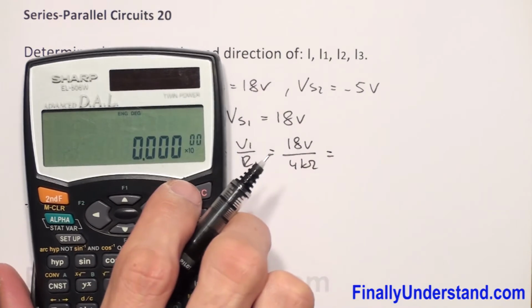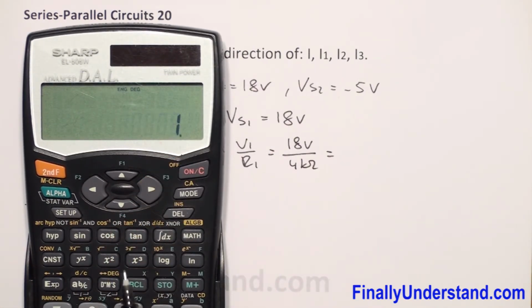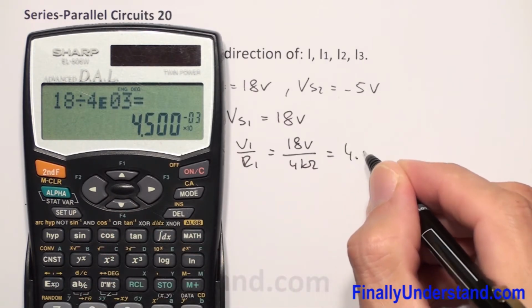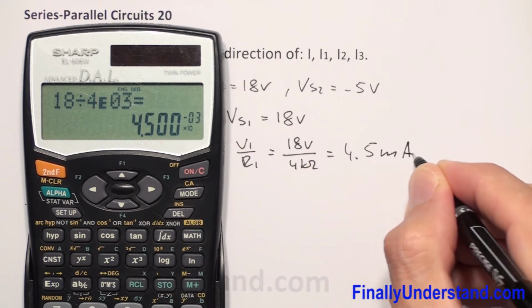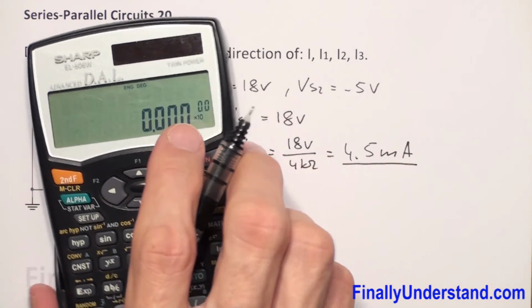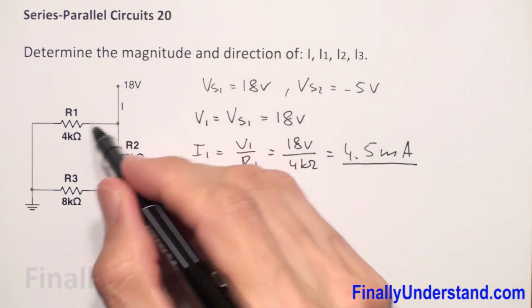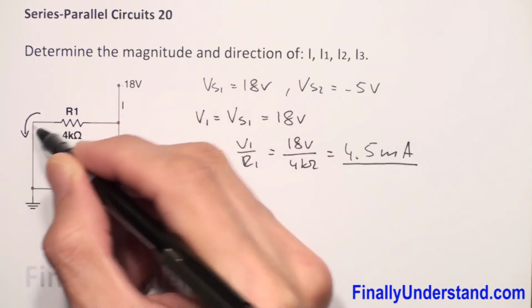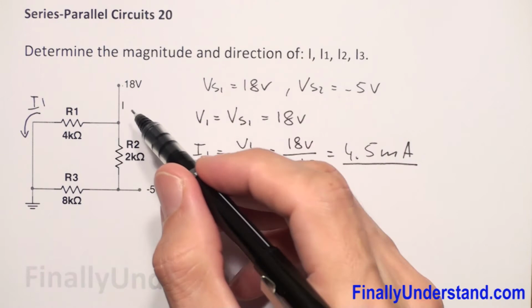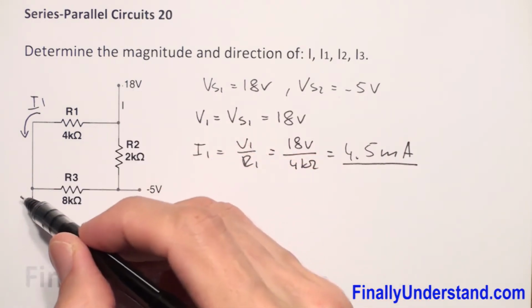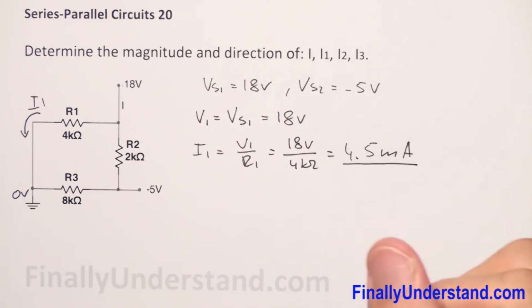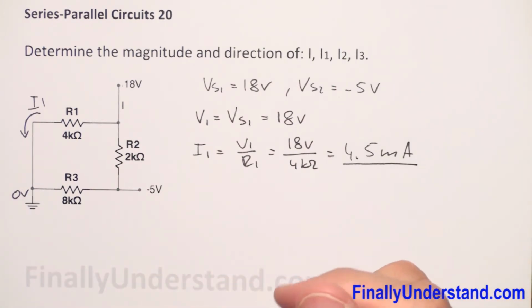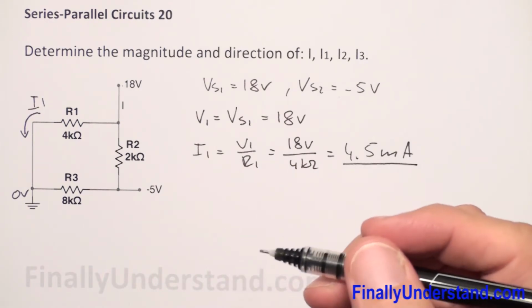This is equal 18 divided by 4 exponent 3. This is equal 4.5 milliamps. Okay, and current flows from the higher potential to the lower potential. So my current is going to go in this direction. This is going to be my I1 because 18 is greater than 0. This is 0 volt. Okay, ground has always 0 volts. So I found I1. Next, I'm supposed to find I2.